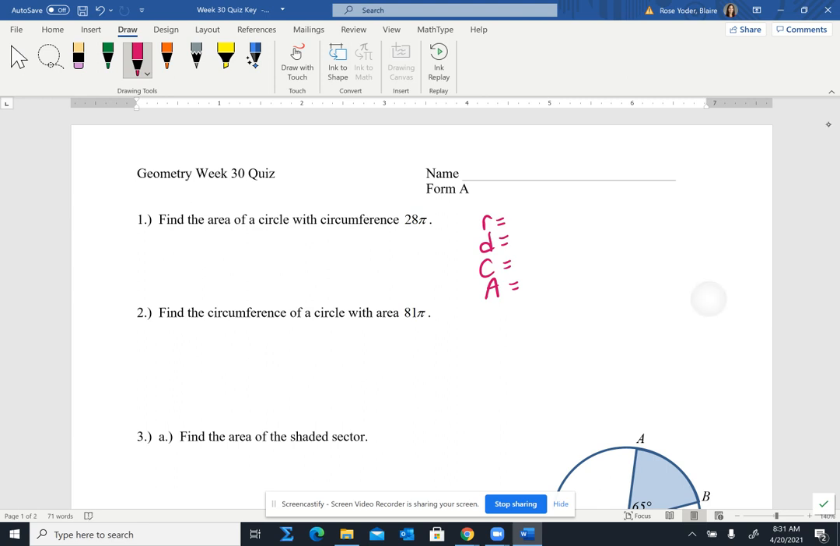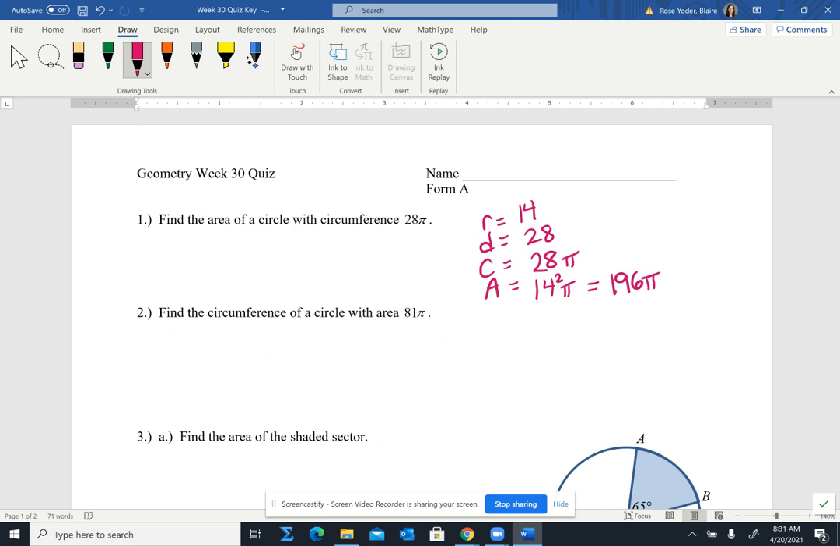And for number 1, what was given was the circumference. So the best thing to find first when you know the circumference is just take the pi off of it, and that gives you the diameter. Then half of the diameter is the radius. And then finally, the one that always gives people the most trouble is the area. So make sure that you do radius squared pi, 14 squared pi. 14 squared is 196. So 196 pi was the answer for that one.